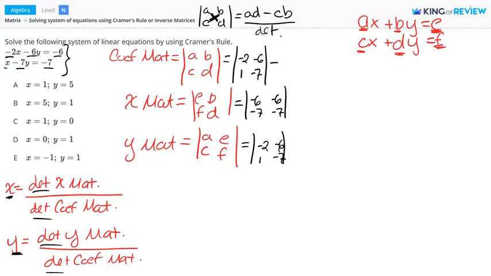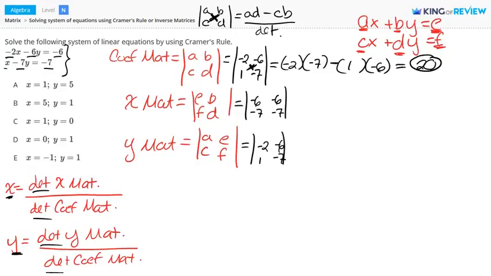So let's do that for our matrices. We're going to start here with the product of the entries in the main diagonal, so -2 and -7, and then subtract the product of the entries in the other diagonal, 1 and -6. And when we work this out, we get 20. So 20 is the determinant of our coefficient matrix.